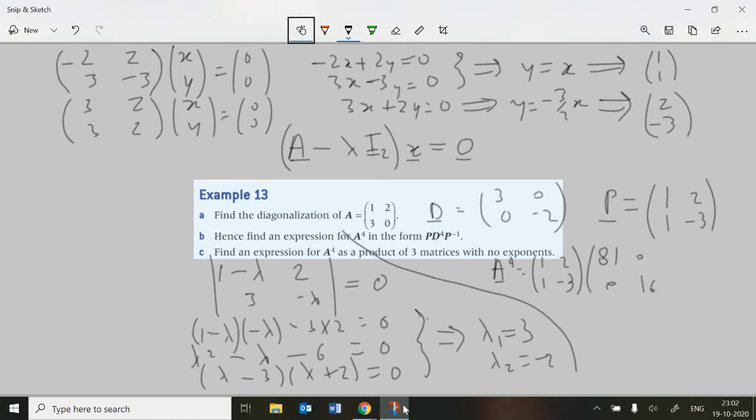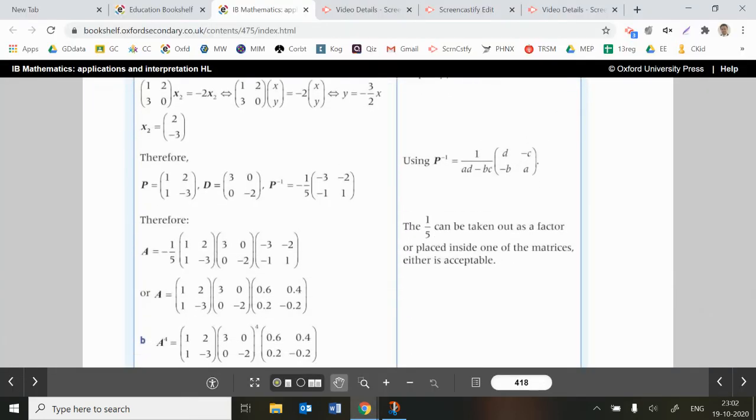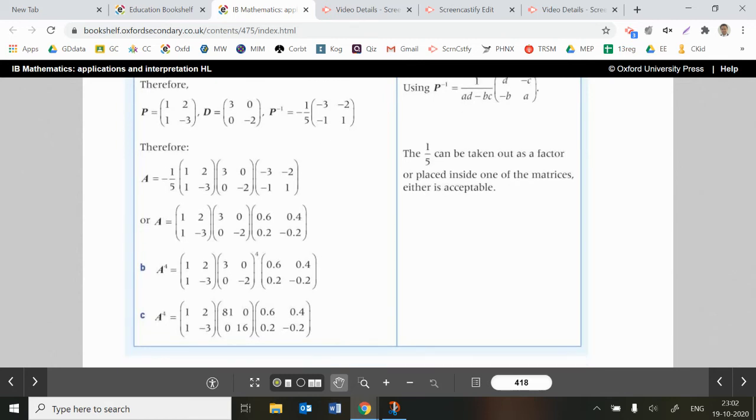Got 0 there and 0 there, and then I'll need to work out what P to the minus 1 is, and I can either use my calculator to work that one out, or I can use the formula from the formula booklet as well. So this thing I need to work out. Now conveniently I'm running out of space here, but let's show you how they do this one in the book. So you can see that they've got the same thing. They've got P as 1, 1, and then 2, minus 3. They've got the D is 3, 0, and 0, minus 2, and they've worked out P to the minus 1.